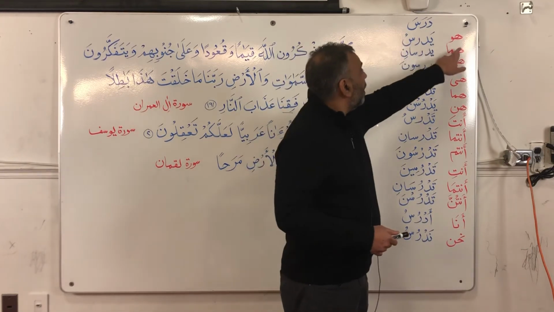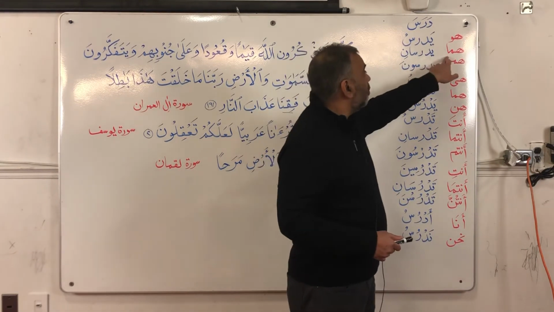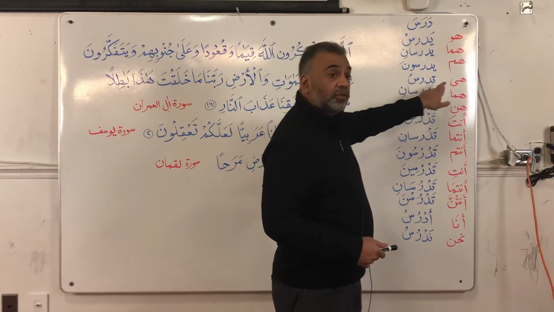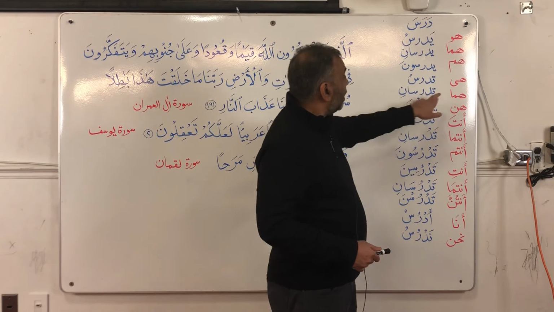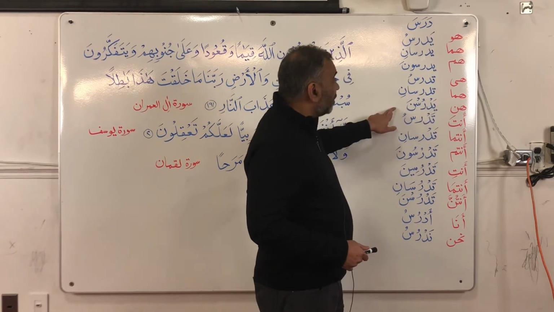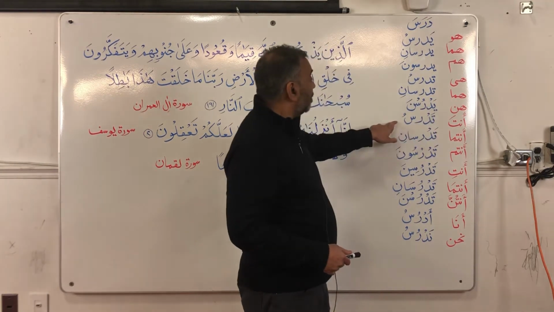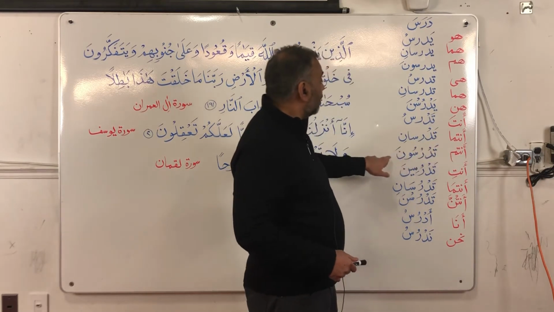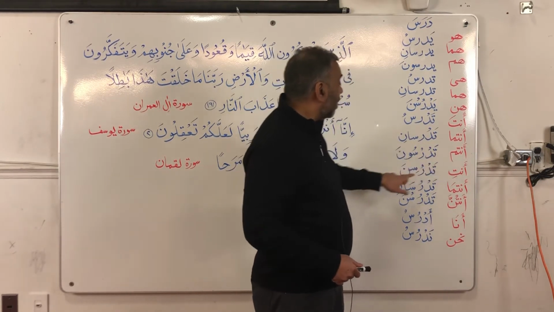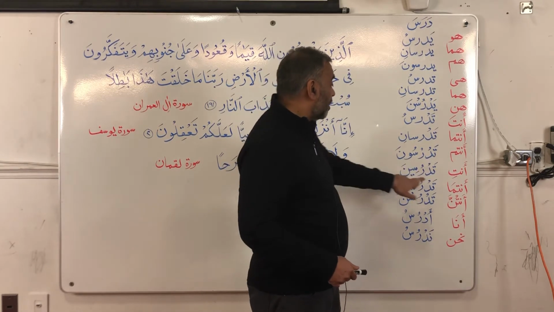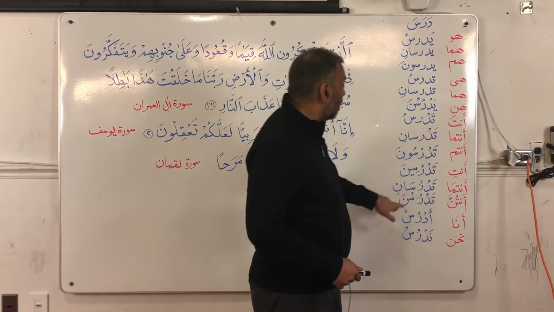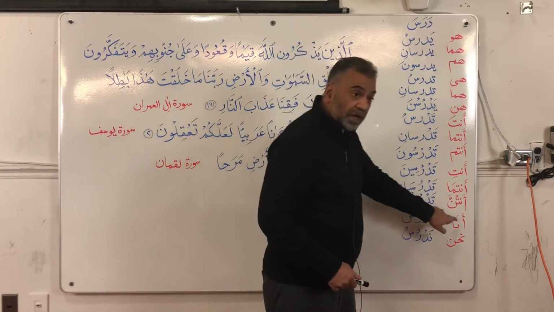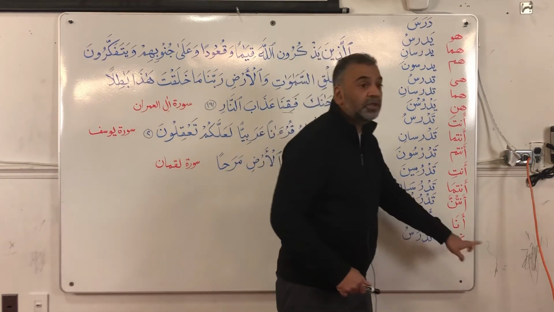Yadrusu huwa, yadrusani huma, yadrusuna hum, tadrusu hiya, tadrusani huma, yadrusna hunna, tadrusu anta, tadrusani antuma, tadrusuna antum, anti, tadrusina, tadrusani antuma, tadrusna antunna, adrusu ana, nadrusu nahnu.